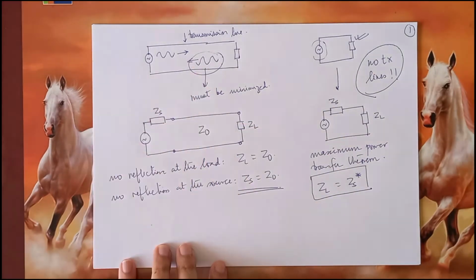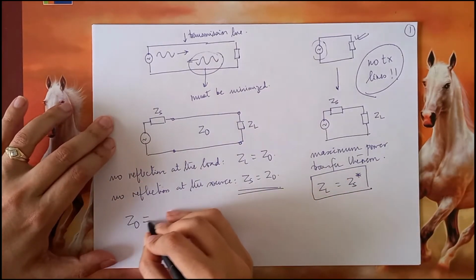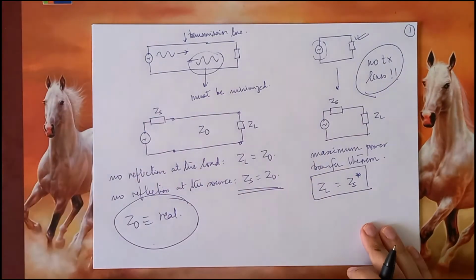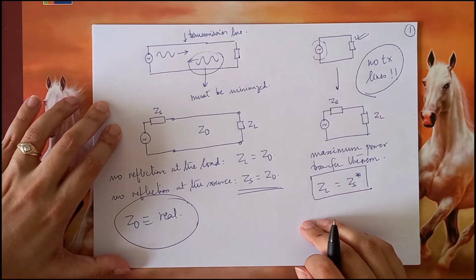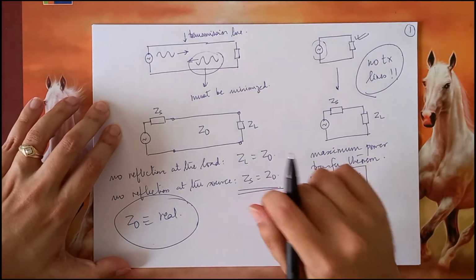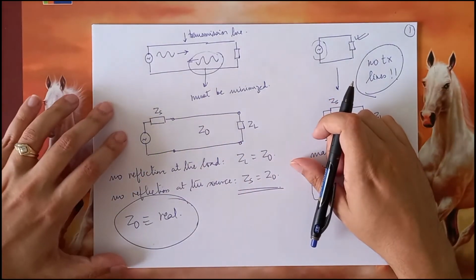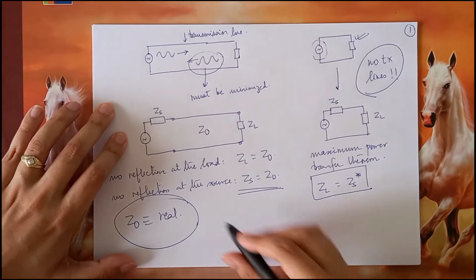Now for RF applications consisting of transmission lines, in general, we can say that Z0 is real. Why? Because we are assuming that the transmission line is a lossless element, and that is a fairly good assumption. But in general, ZS and ZL need not be real.